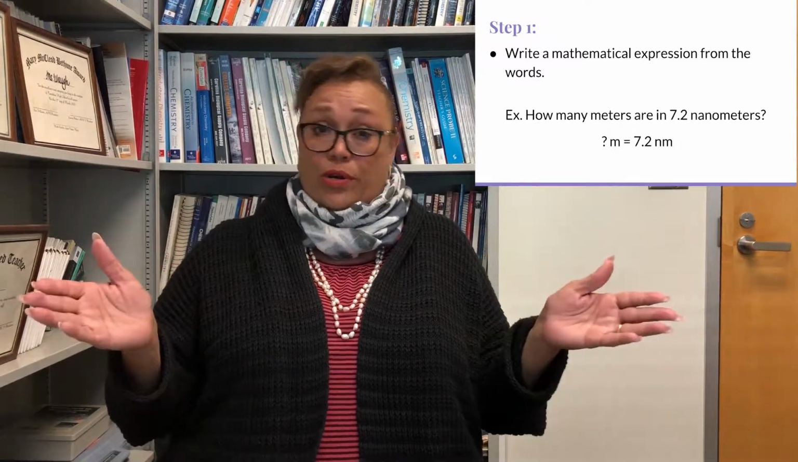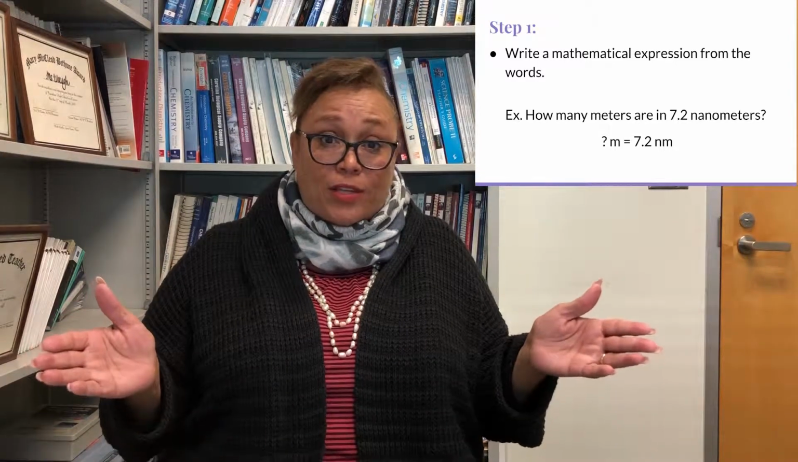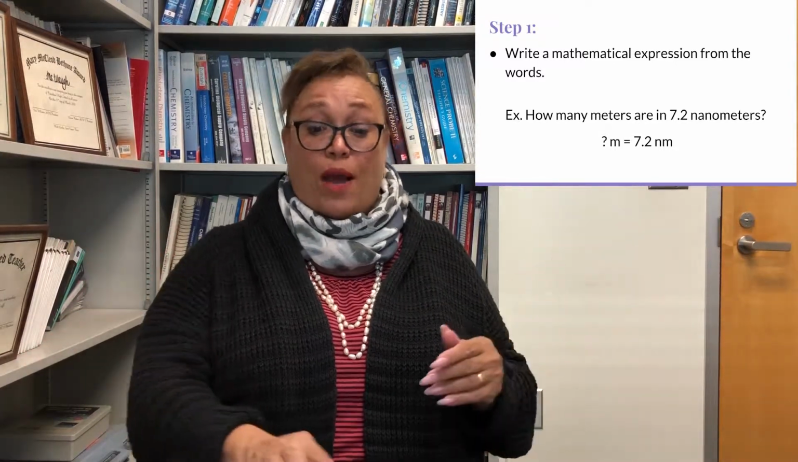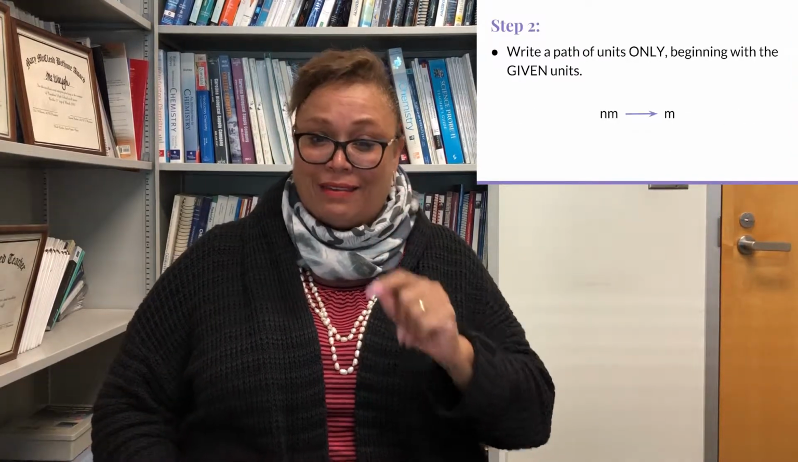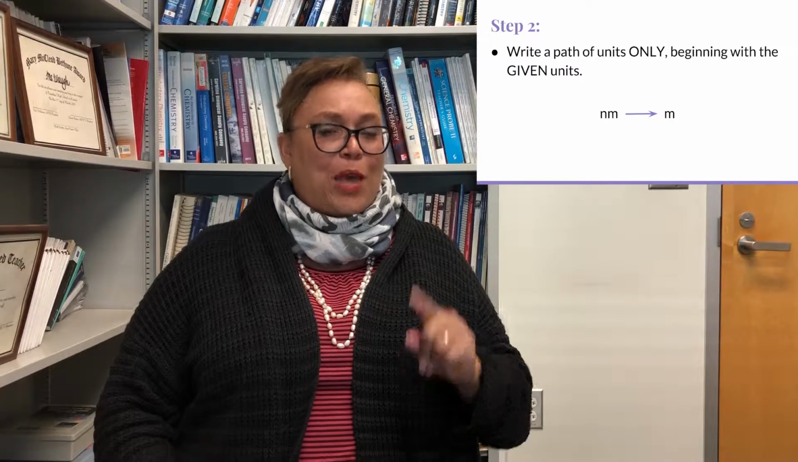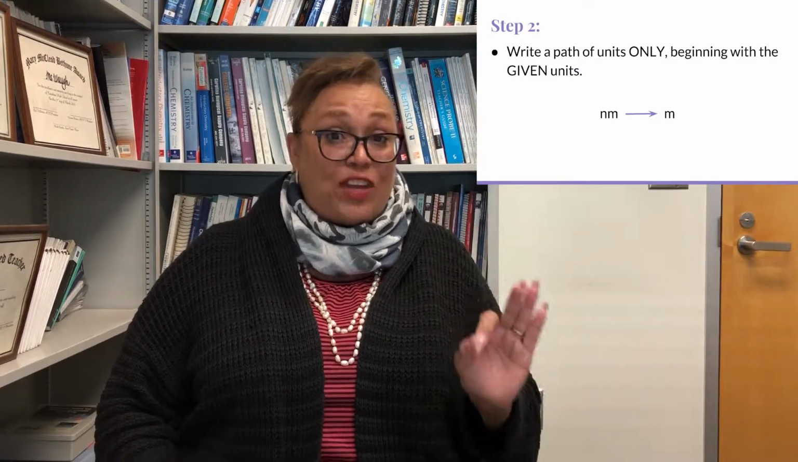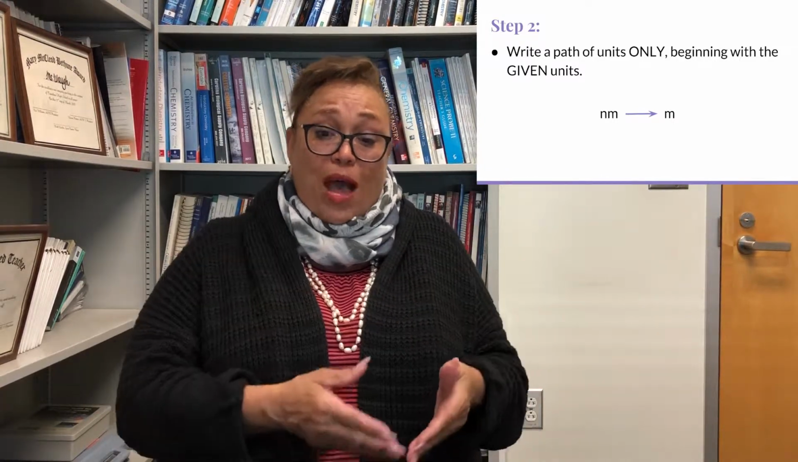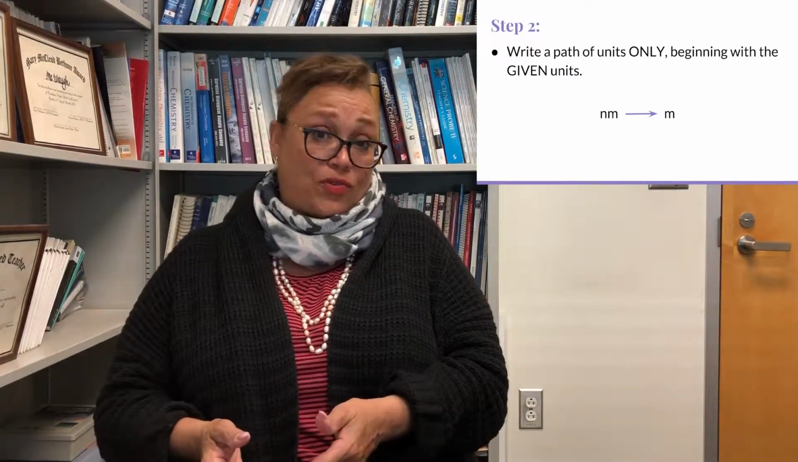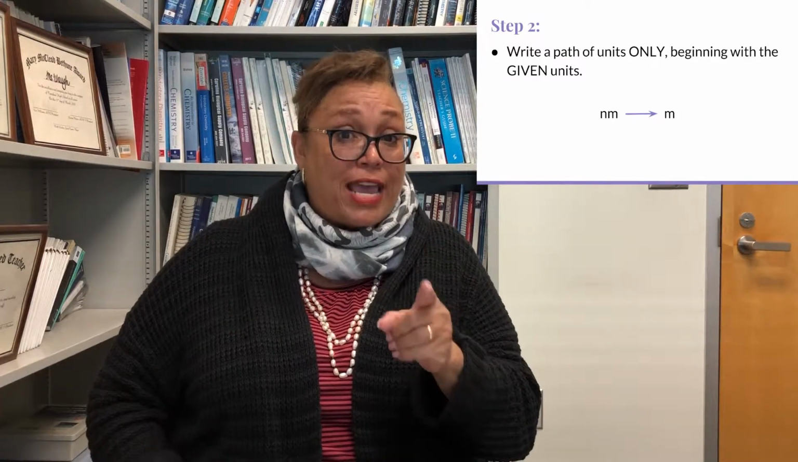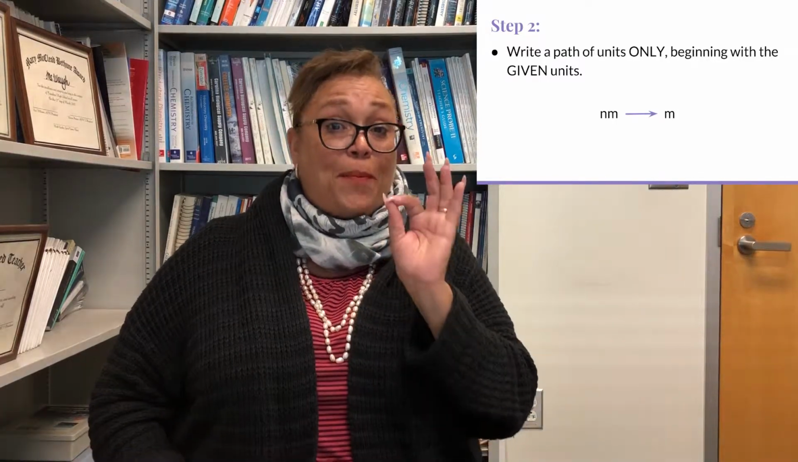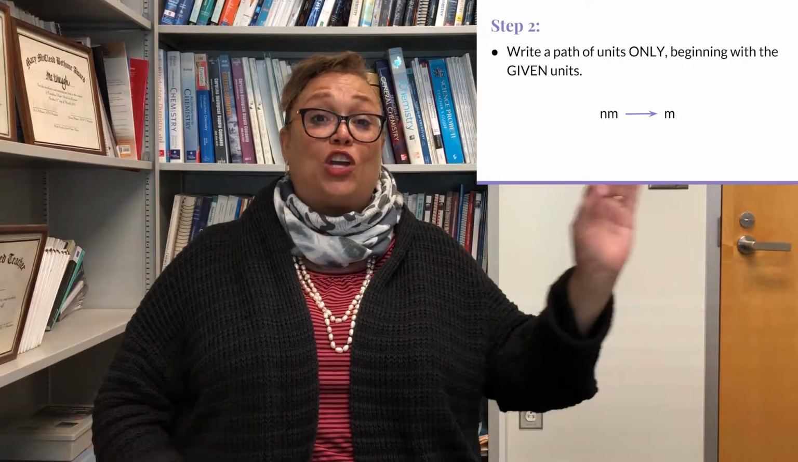Now I know you already know your SI prefixes, so I don't have to go over that with you, I'm sure. Moving right along. Step 2. You write a path of units only, beginning with the given units. So we know how many nanometers, and we're just trying to find meters. Now this is just the beginning. This path is going to save your hiney. The path shows you where you have to go.